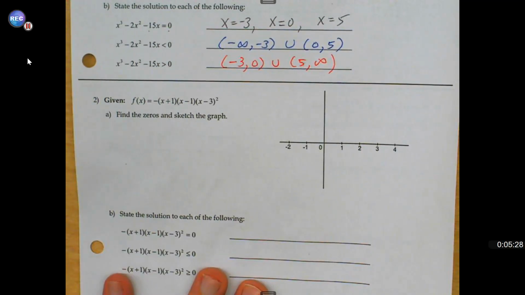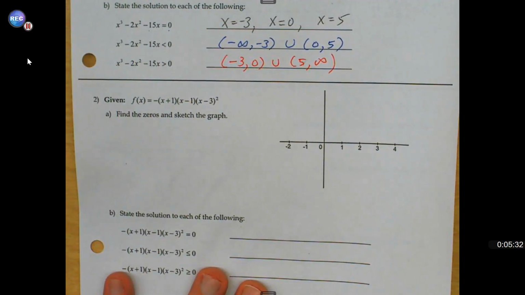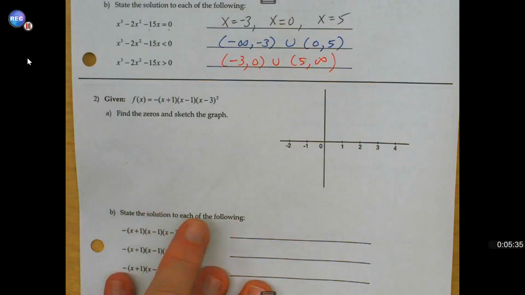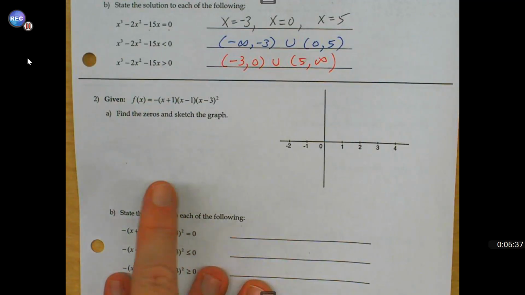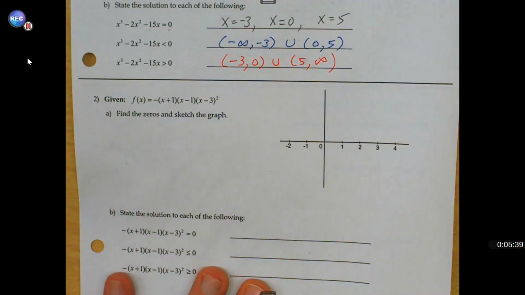Okay, moving on to problem 2. Now this one's already given to us in factored form, so why don't you pause the video, see if you can write the zeros with the correct multiplicities, figure out the end behavior, and sketch the graph. We'll check that out in 1 second.